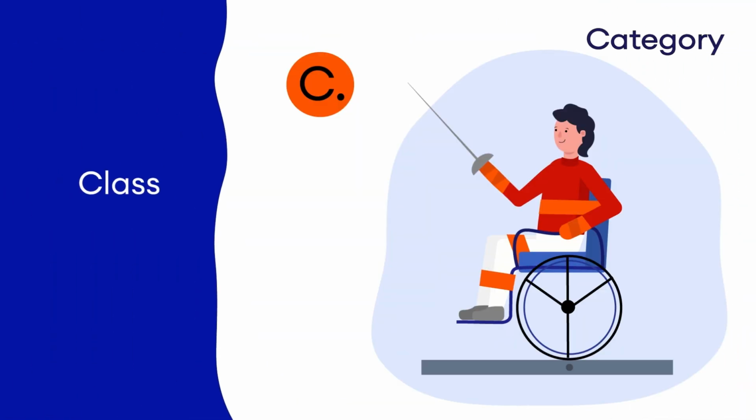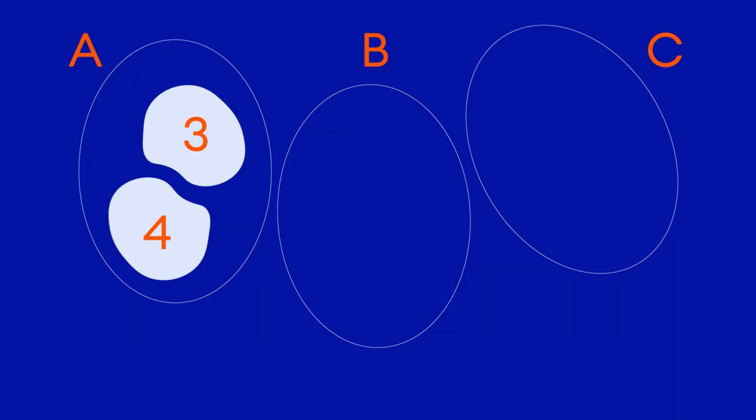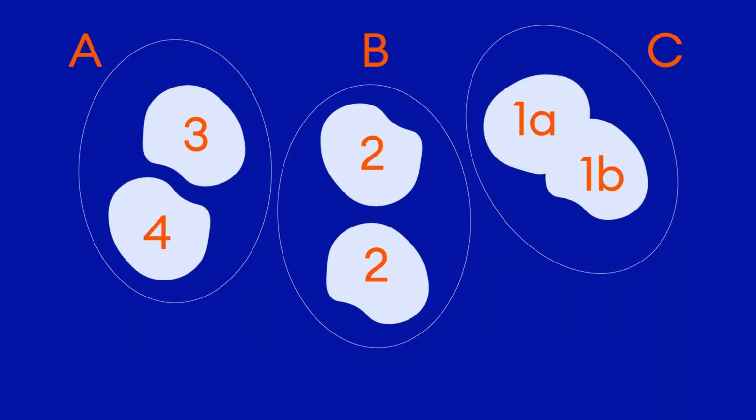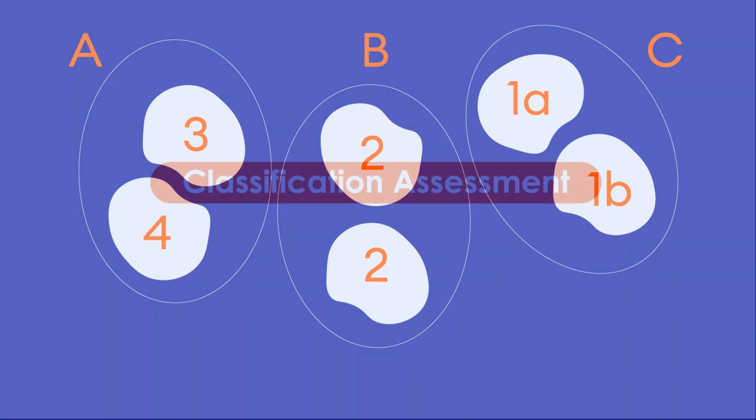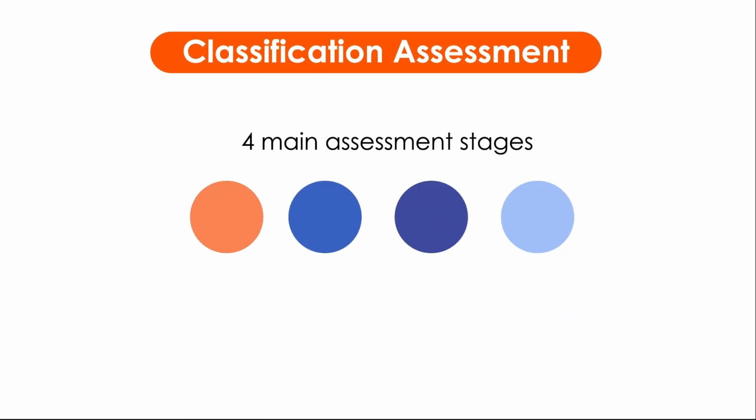Category C has 2 classes, Class 1A and 1B. Athletes in this category lack sitting balance and have an affected fencing arm. Their weapon has to be fixed to their hand with a bandage. In each category, athletes compete together regardless of their classes. International classification consists of 4 main assessment stages.